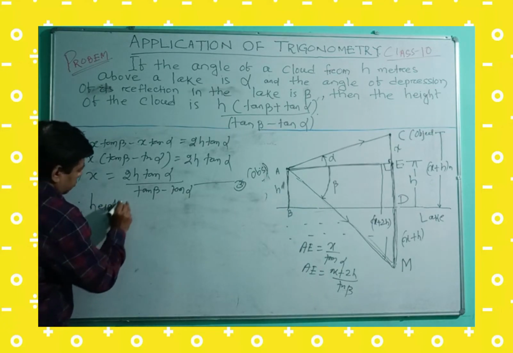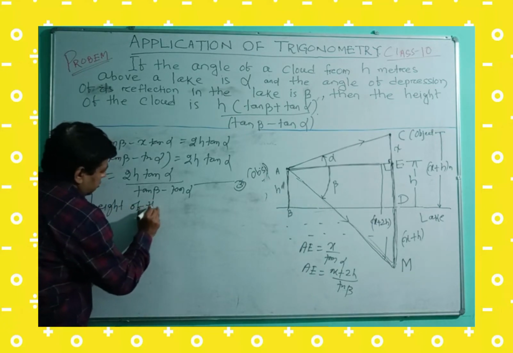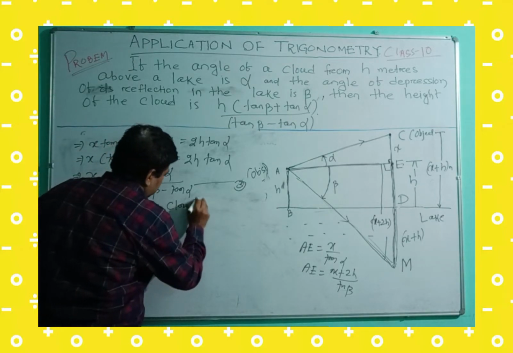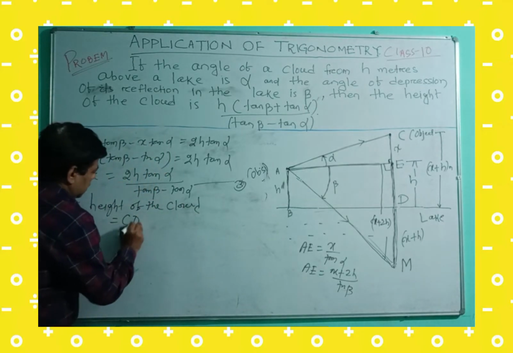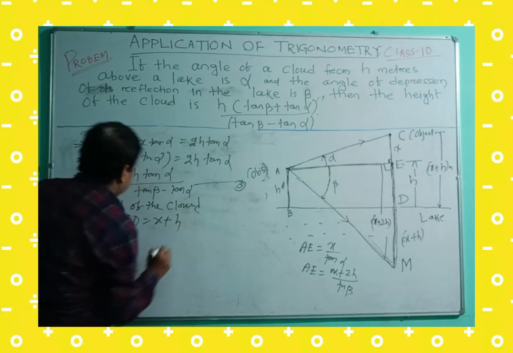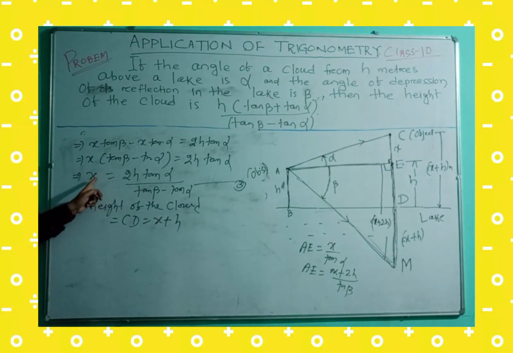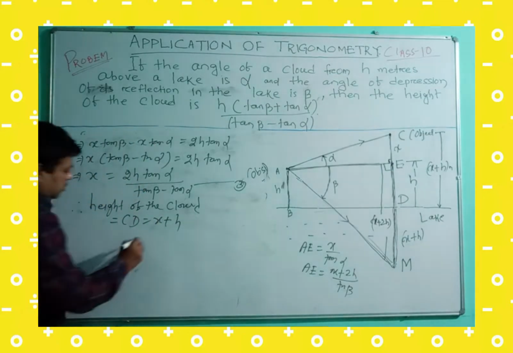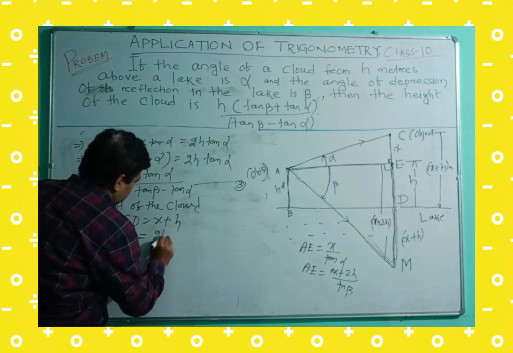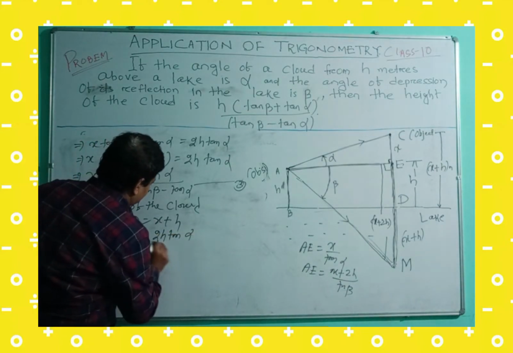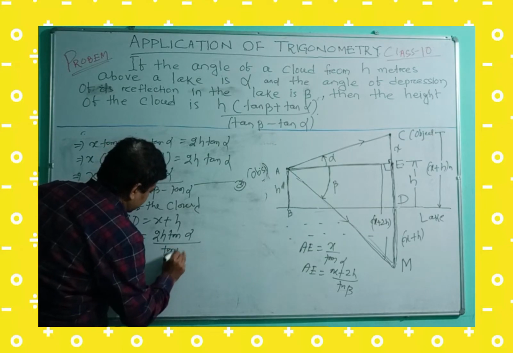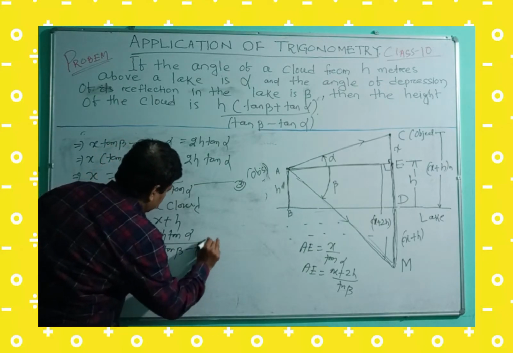Height of the cloud, which is CD, and which is x plus h. Okay, here the value of x we got. Can you replace the value of x in this? So here replace the 2h tan alpha divided by tan beta minus tan alpha, plus h.